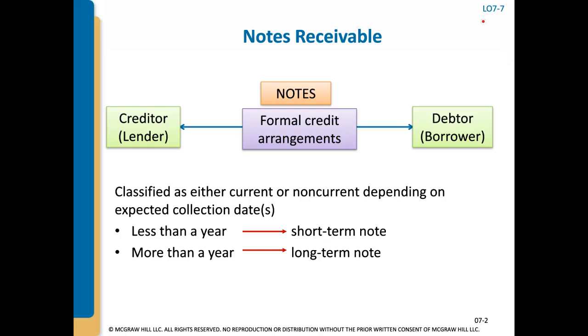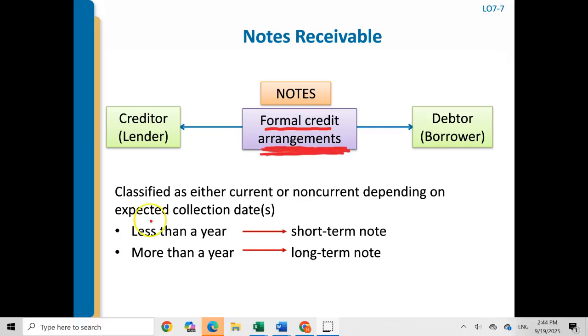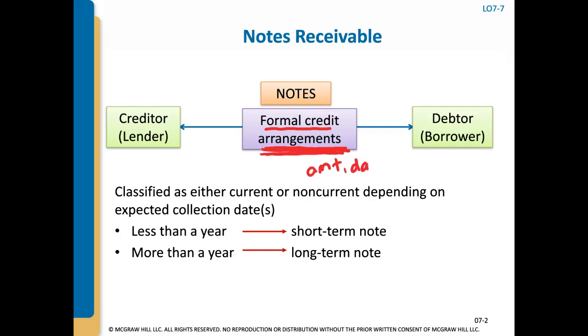And if you recall, accounts receivable are informal credit arrangements, which means there's no formal arrangement or document between the buyer and seller. A note receivable has a formal credit arrangement. There is some document or form that will specify the terms of the arrangement, including the amount, the date, the length of the arrangement, and the interest rate.